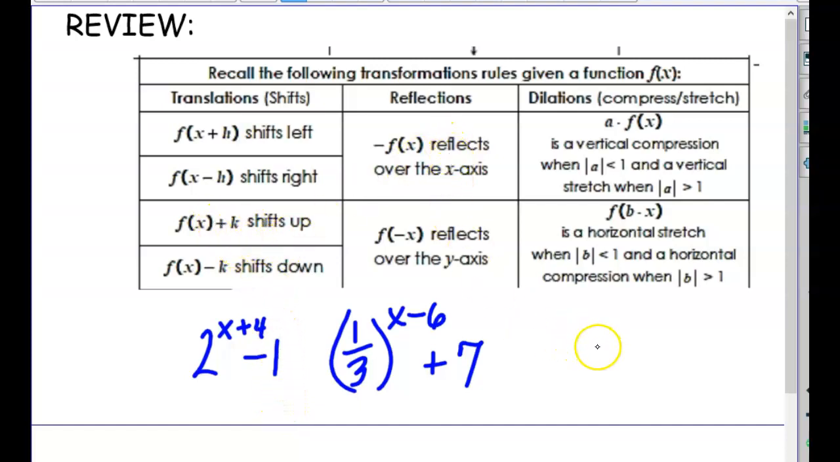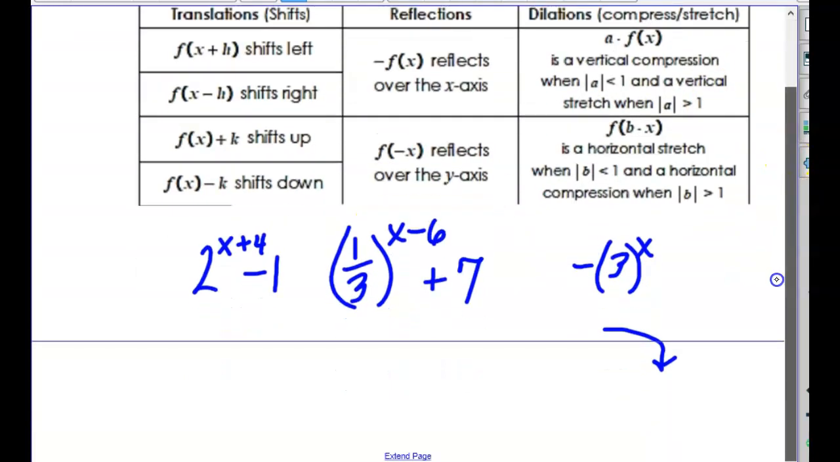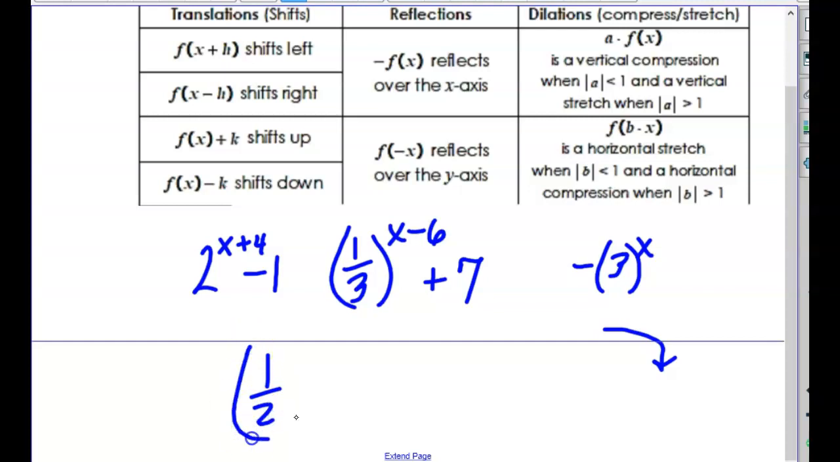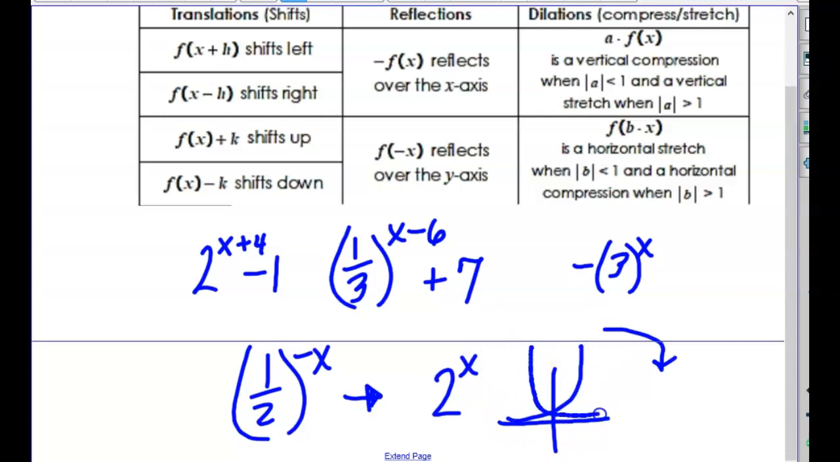A reflection over the x-axis would be like a negative on a 3 to the x. It would flip it so the shape was this way. A reflection over the y-axis would be a negative in the exponent. Now let's talk about that. If I have (1/2) to the negative x over here, this really means, anybody know? The negative flips it over, right? Yeah, it really means the same as 2 to the x. Does that make sense that this flipped across the y becomes this, which we already graphed?